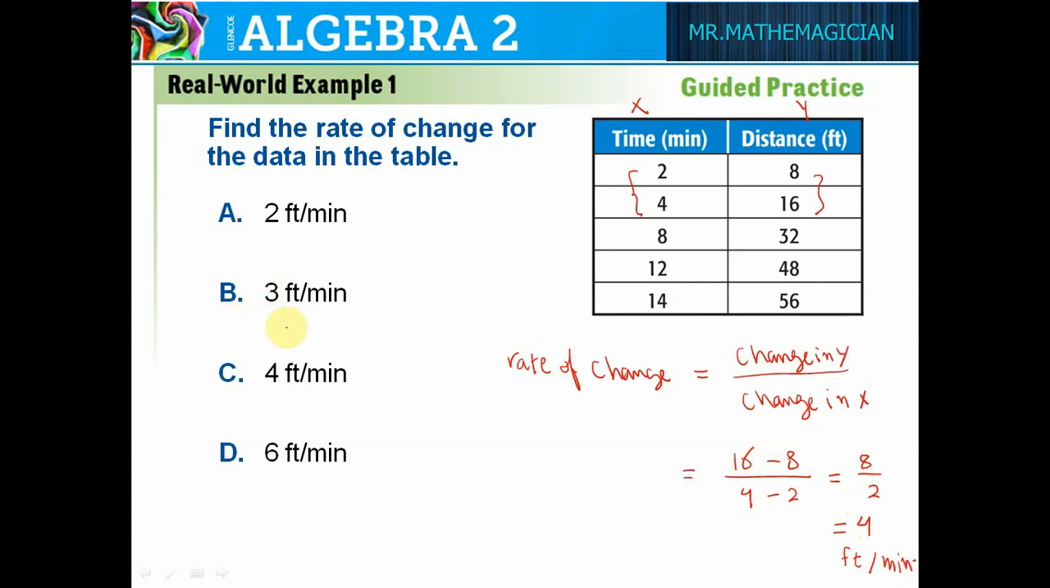So the answer should be C. Now it will not make any difference if you choose any other 2 points. For example, you choose these 2 points or you choose these 2 points. It's up to you. It will never make a difference. It will be the same answer, 4 feet per minute.